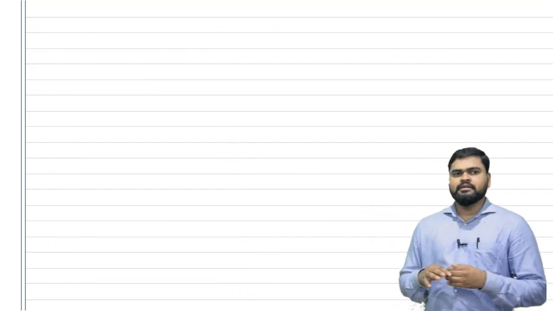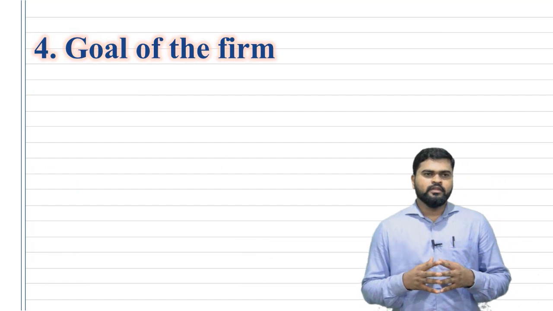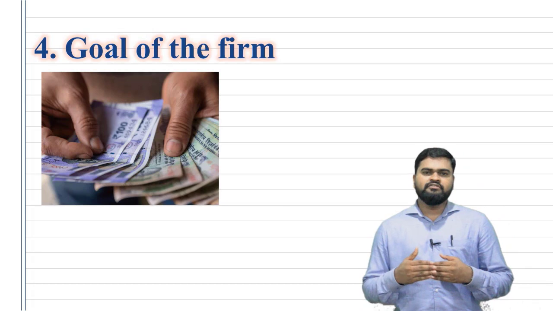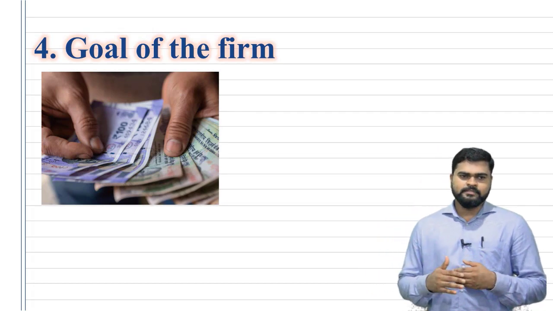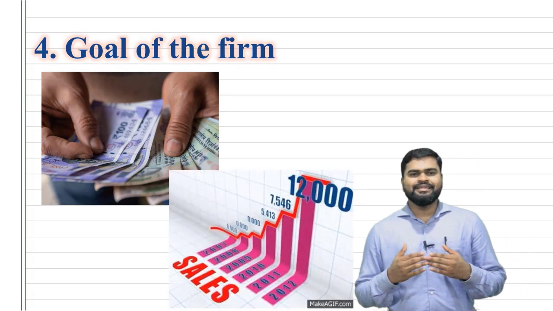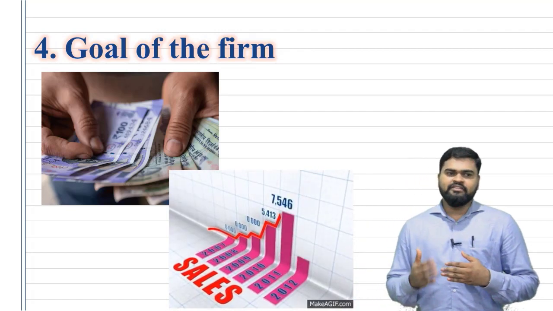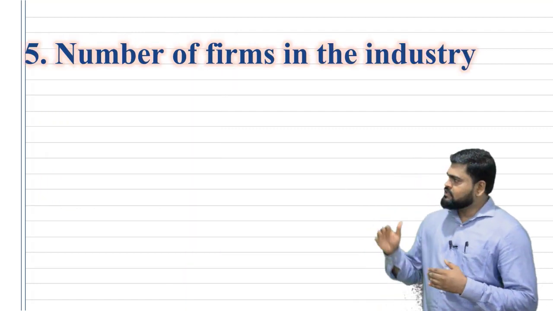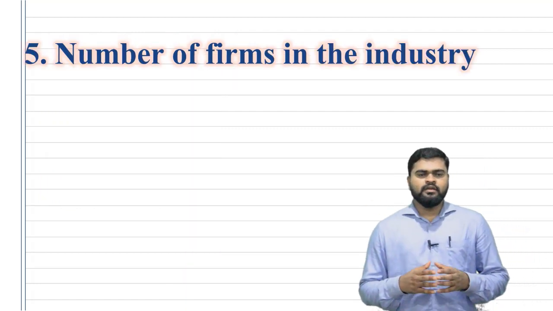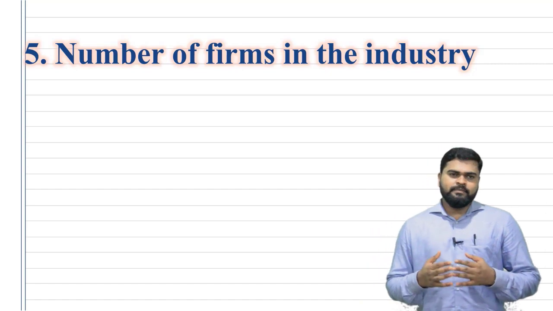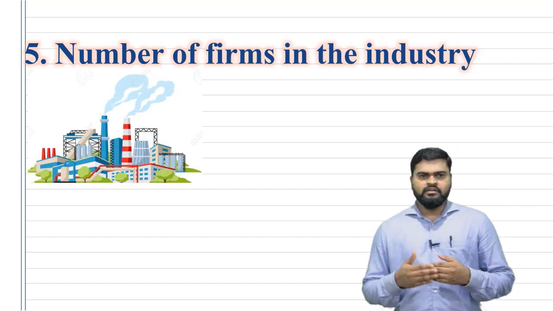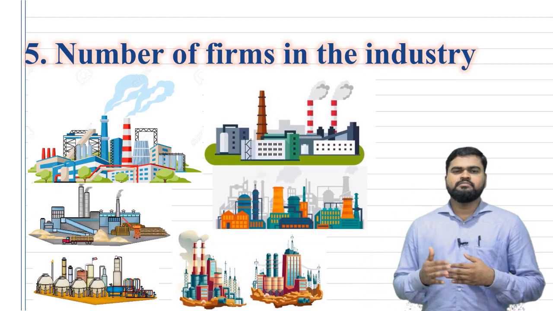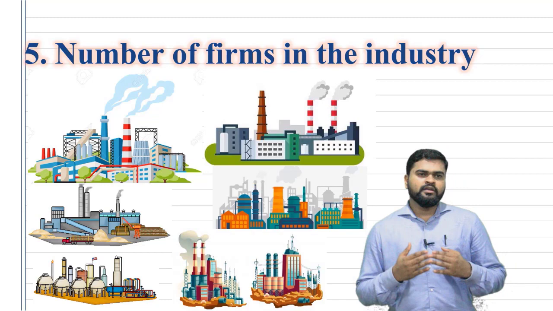The fourth determinant of supply is goal of the firm. If the goal of the firm is to maximize profit, more quantity of commodity will be offered only at a higher price. If the goal of the firm is to maximize sale, more will be supplied even at the same price. The last determinant here is number of firms in the industry. Market supply of a commodity depends upon number of firms in the industry. When number of firms increases, supply also increases, and when number of firms decreases, supply also decreases.